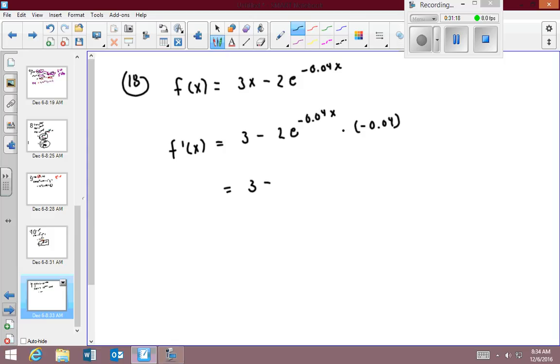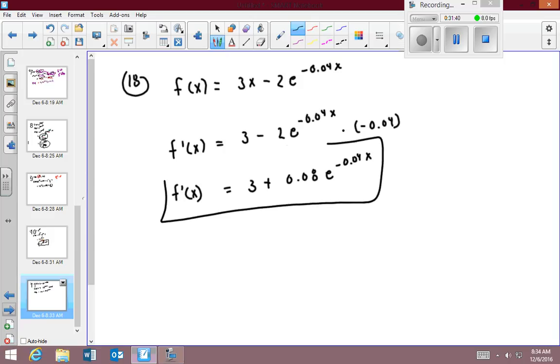And that, so this is going to be a plus 0.08e to the negative 0.04x. So that should be it. So any questions on that?